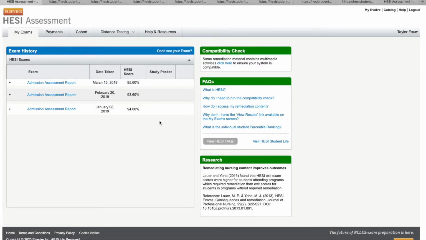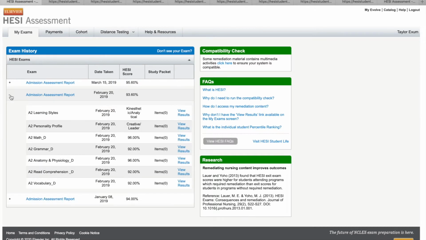And here you shall see all of your attempts that you have taken. This is also where you would go to print off your results if you were turning them in for whatever allied health program you were applying to. If you want to see your results, click on the plus sign, and it'll bring up all your results for each individual category. I took math, grammar, anatomy, reading comprehension, and vocabulary.